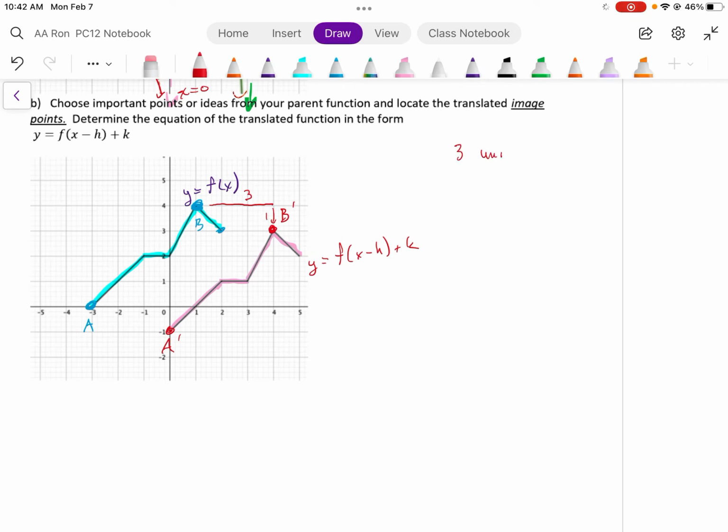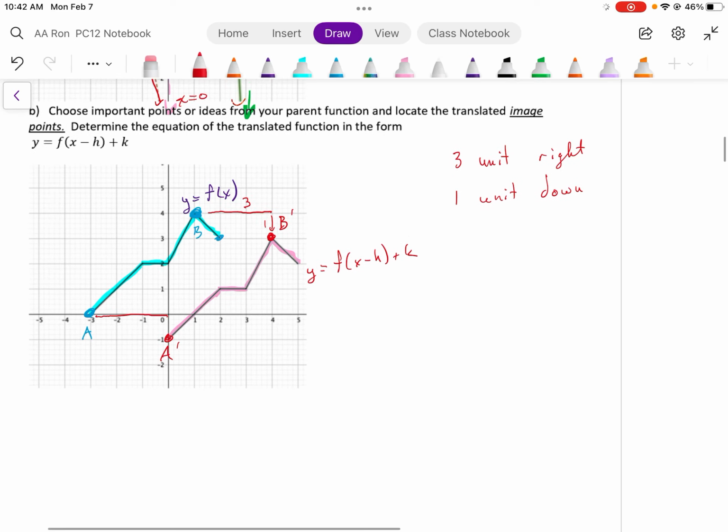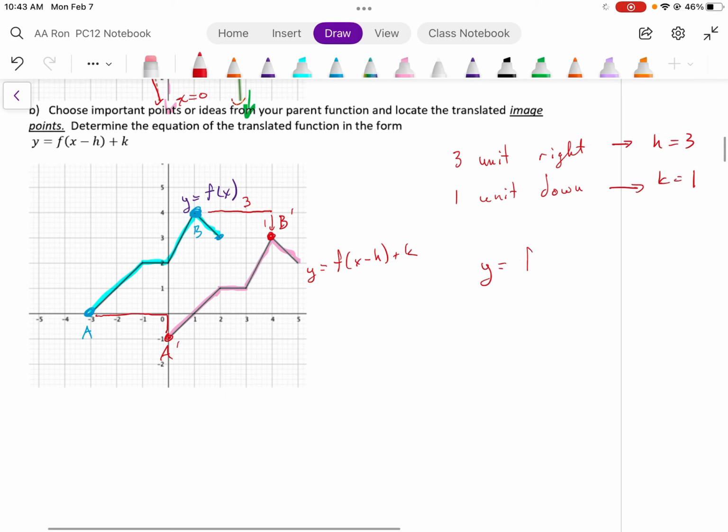So 3 units right, 1 unit down. Now, if I do this with A and A primed, well, A moves 1, 2, 3 units to the right, 1 unit down. So that's consistent, and that's what we know. So 3 units to the right, h is equal to 3. 1 unit down, k is equal to negative 1. So although we started off with y is equal to f of x, the transformed function has the equation y is equal to f of x minus 3 minus 1.